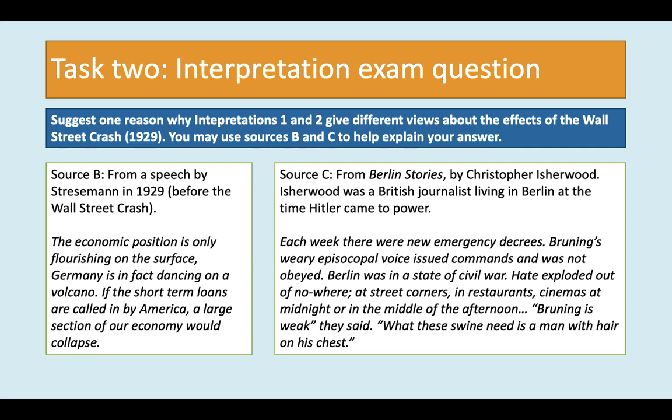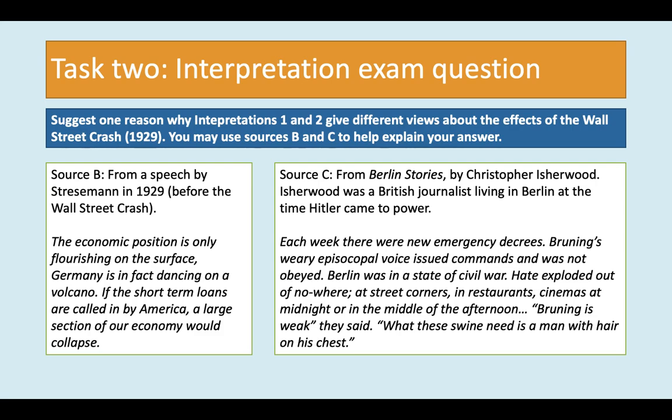And then we have source C, and this is from Berlin Stories by Christopher Isherwood, and he was a British journalist that lived in Berlin at the time that Hitler came to power, and he says, each week there were new emergency decrees. Bruning's wary episcopal, oh my goodness, what a word, episcopal voice issued commands and was not obeyed. Berlin was in a state of civil war.